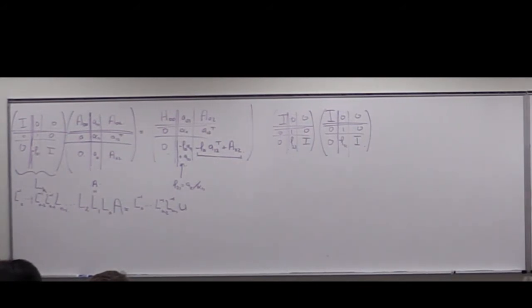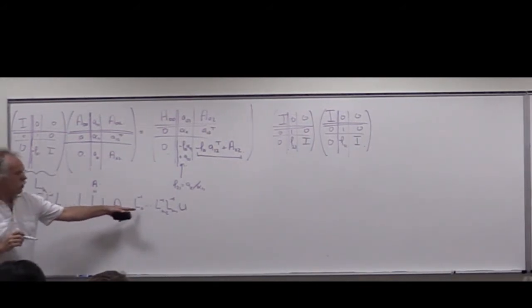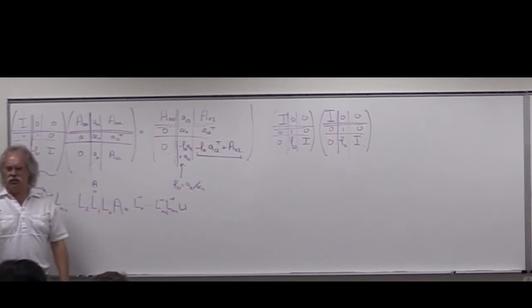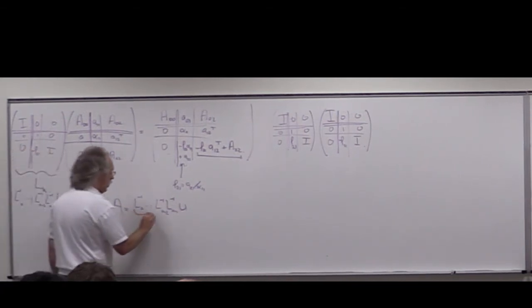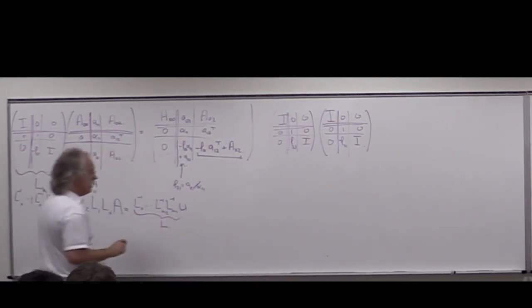Now, what happens to a lower triangular matrix when you invert it? What's the shape of the inverse of a lower triangular matrix? It's a lower triangular matrix, right? If you multiply lower triangular matrices together, what do you get? A lower triangular matrix. So this here is a lower triangular matrix.